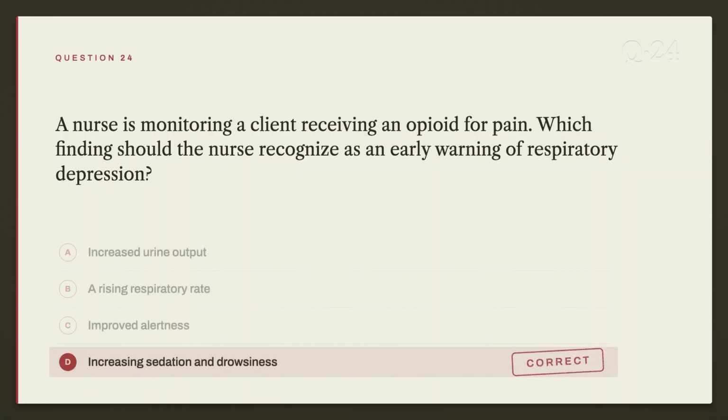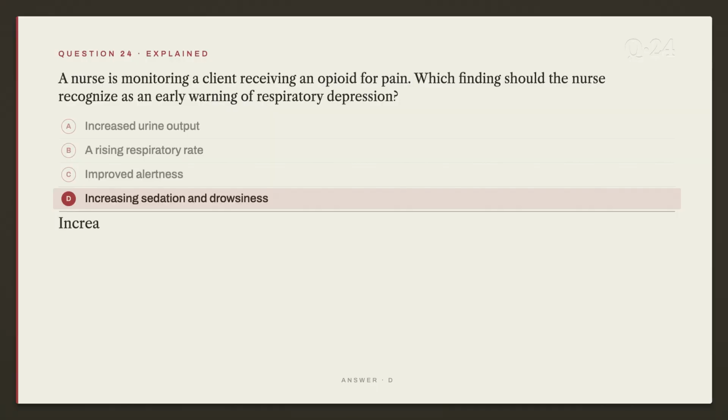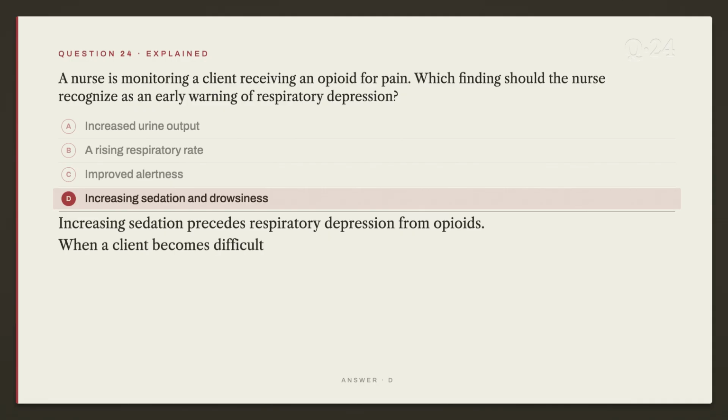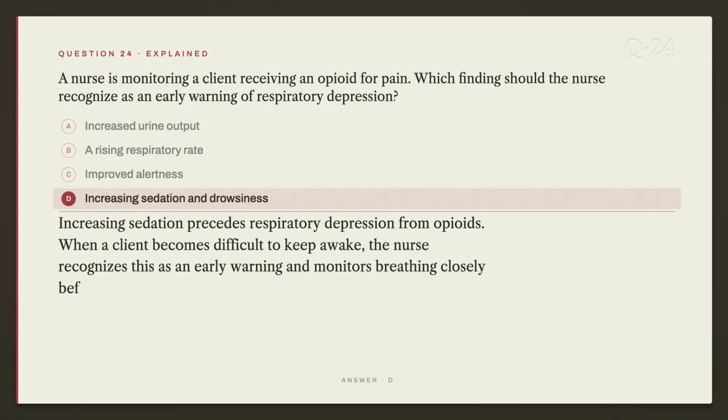The correct answer is D. Increasing sedation and drowsiness. D is correct because increasing sedation precedes respiratory depression from opioids when a client becomes difficult to keep awake. The nurse recognizes this as an early warning and monitors breathing closely before it slows dangerously.